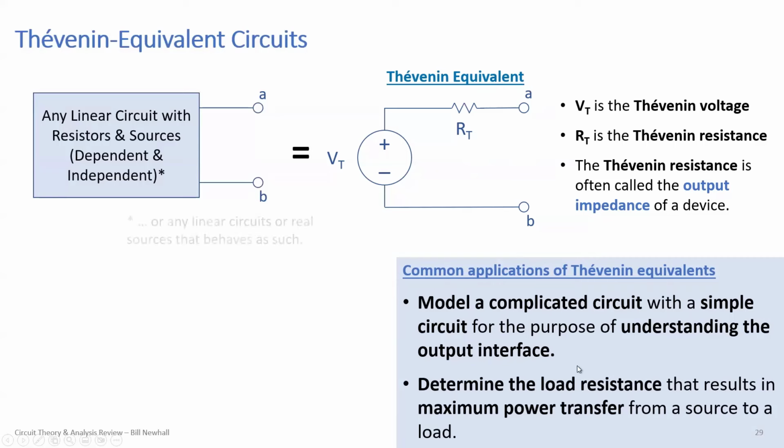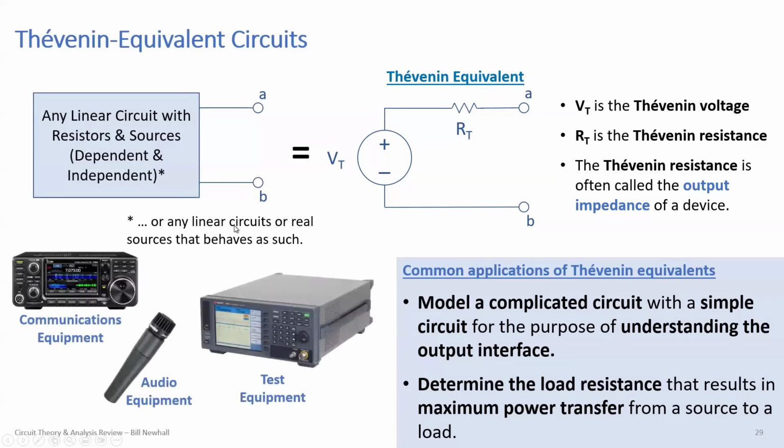Okay. So this can be any linear circuit with resistors or sources, or it can be a more complicated circuit that has transistors and diodes and MOSFETs, things like that. But the circuit just has to behave linearly, like it's a circuit with resistors and sources and modeled by dependent and independent sources.